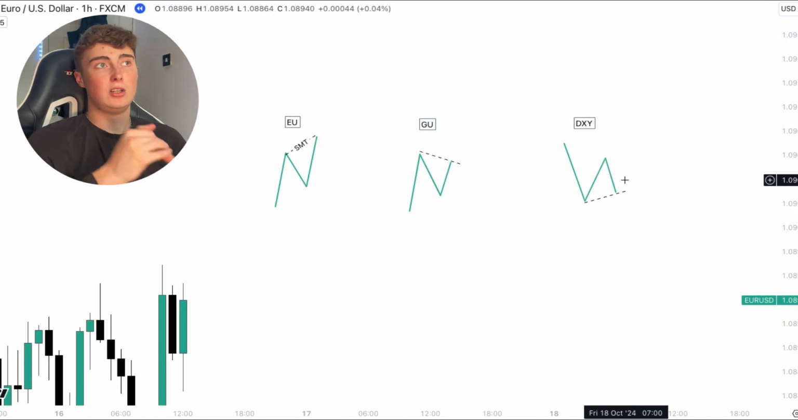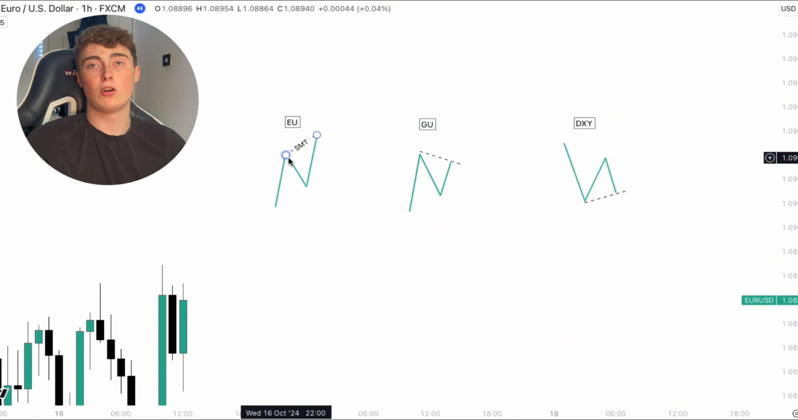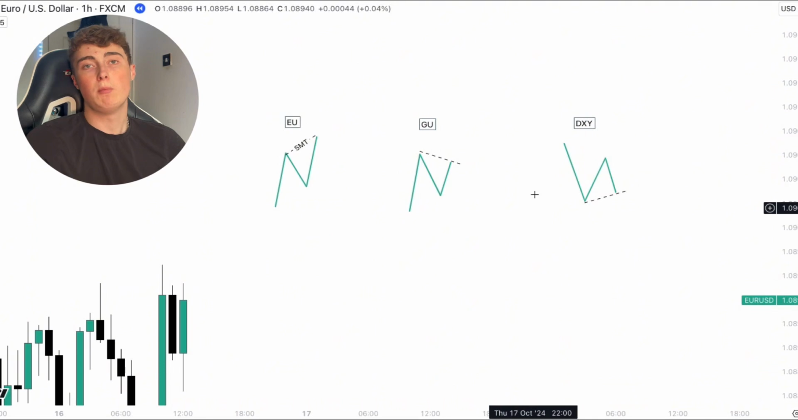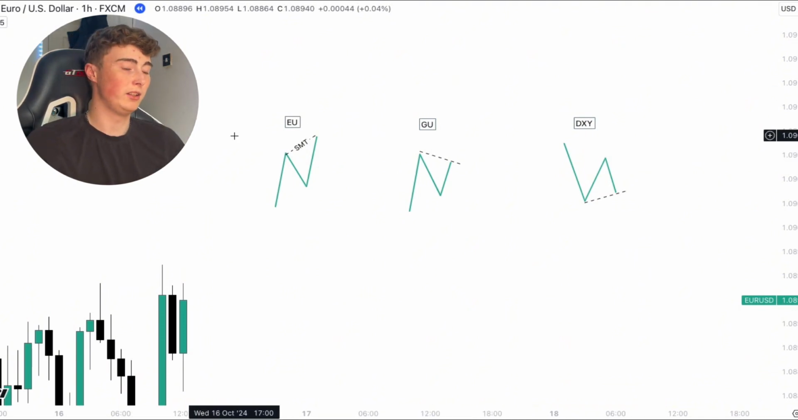So when we're actually looking for a trade, let's say for instance, we're trying to sell Euro USD and we were waiting for price to take out liquidity like this high here and then move lower, but the correlated assets didn't take that liquidity. This is an added confluence to your trade, and it's essentially going to increase the probabilities.